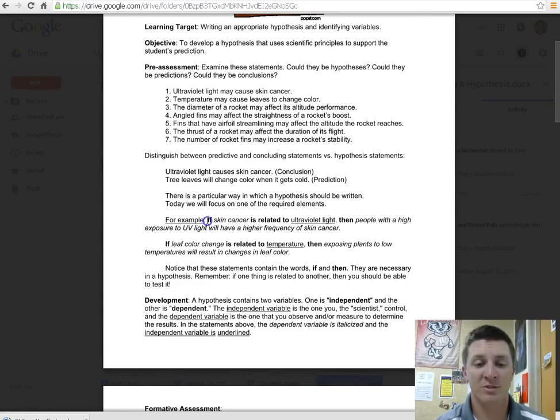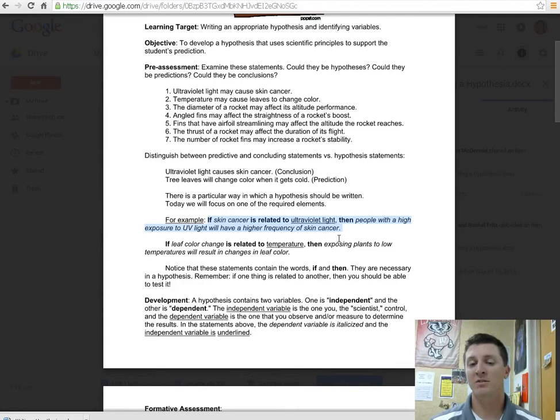So if we look at the example here, let's talk about the first thing, which was the format. The first example states, if skin cancer is related to ultraviolet light, then people with a high exposure to UV light will have a higher frequency of skin cancer. This is written in the proper format. As you can see, we have the if-then format, and we use that properly with the variables to explain the relationship, saying that people with a higher exposure to UV light will have a higher frequency of skin cancer. So we are linking that relationship between those two variables.